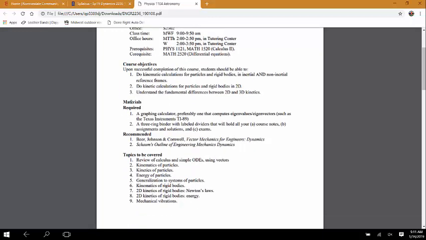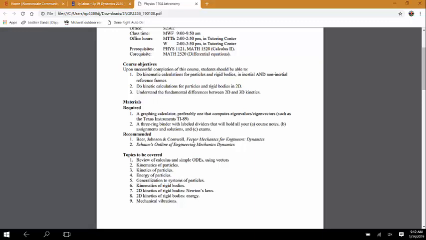Let's skip down to the materials. There's no required textbook. If you wanted the textbook that goes most closely along with the way I'm going to talk about this class, it would be this one, Beer, Johnson, Cornwell. That's the textbook they use at the U of Minnesota. And I do think it's a good idea for future reference after the class is over mainly to have a textbook. This is a good one.